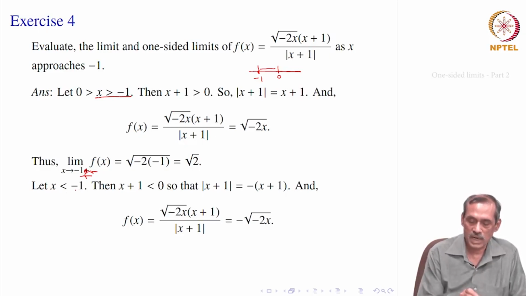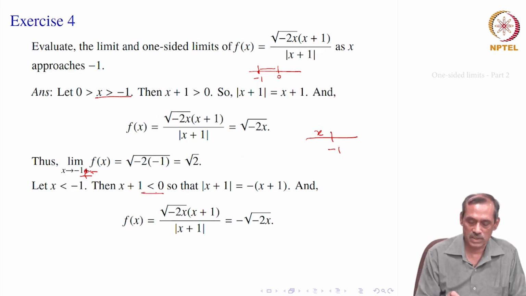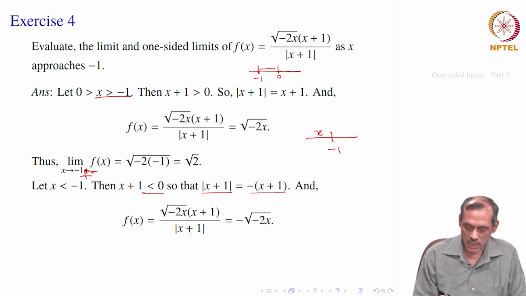Now, what about the left side limit? Once we consider left side limit at minus 1 not at 0. So, we are considering x to be here less than minus 1. So, in that case x plus 1 will be less than 0. Since x plus 1 is less than 0, mod of x plus 1 is minus of x plus 1. So, this is really minus of x plus 1. So, x plus 1 and minus of x plus 1, that factor getting cancelled, we get minus of root of minus 2x.